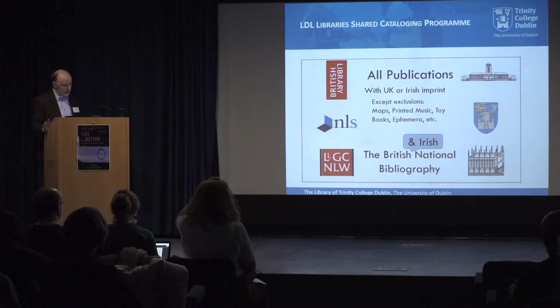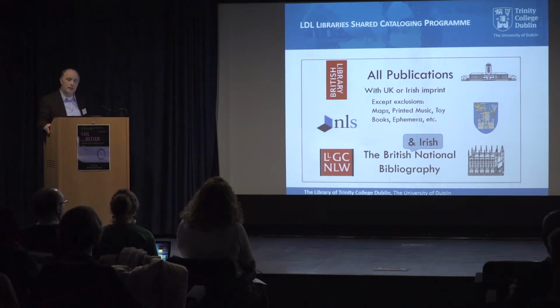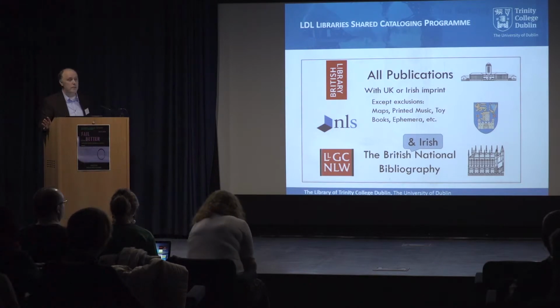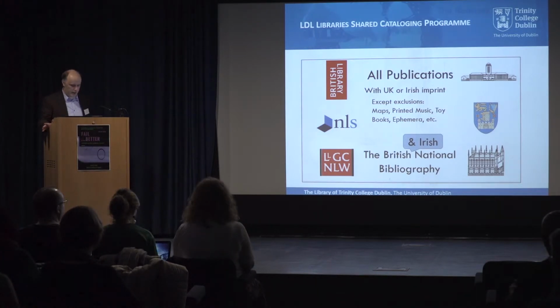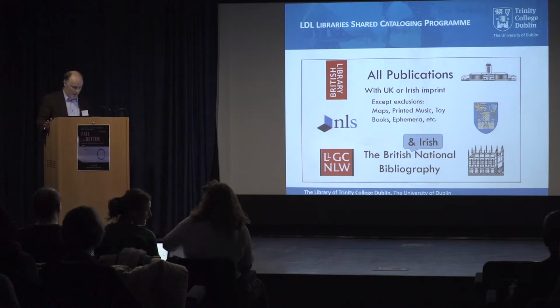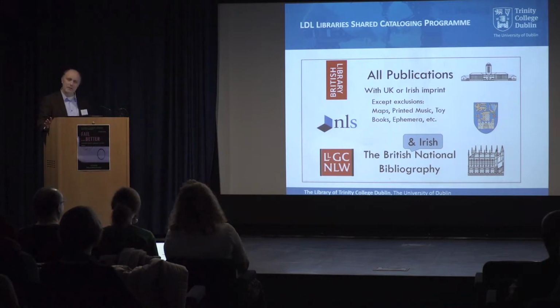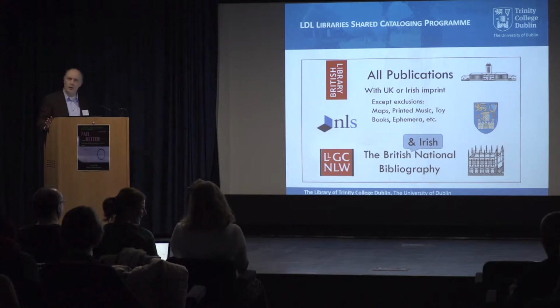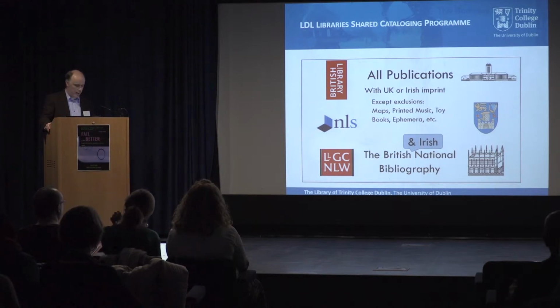So briefly, the Shared Cataloguing program itself is a joint effort by the Legal Deposit Libraries in Trinity in the UK to catalogue everything published in the UK and Ireland. In TCD, we're responsible for cataloguing everything published in Ireland, as well as all UK material beginning with the letters D, R, and S. Don't ask me why. We catalogue everything using established standards such as MARC 21, RDA, ISBD, LCSH, and all our records are submitted to the British National Bibliography once a week, and there they're published under a Creative Commons license.